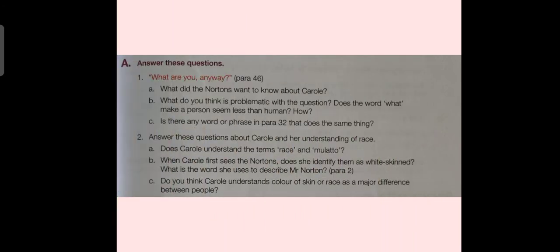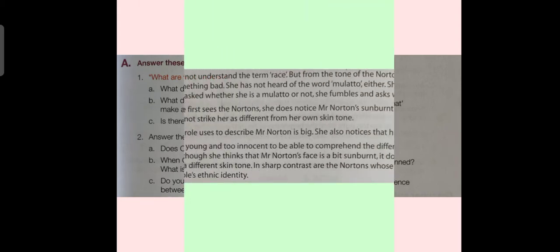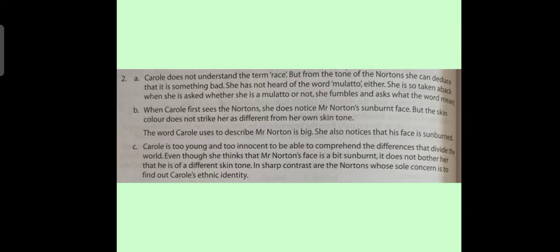Question number 2. Answer these questions about Carol and her understanding of race. A question. Does Carol understand the term race and mulatto? Answer 2A. Carol does not understand the term race, but from the tone of the Nortons, she can deduce that it is something bad. She has not heard of the word mulatto either. She is so taken aback when she is asked whether she is a mulatto or not. She fumbles and asks what the word means.